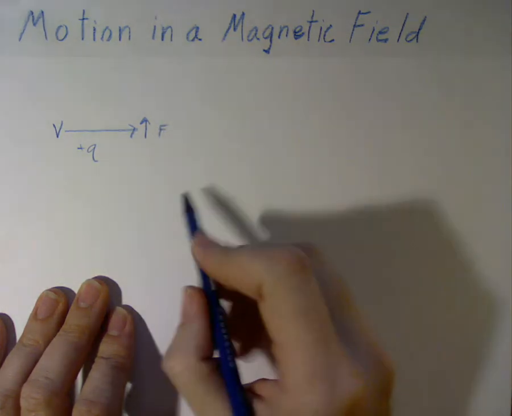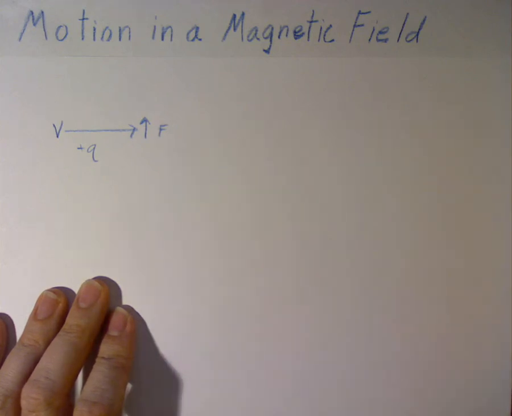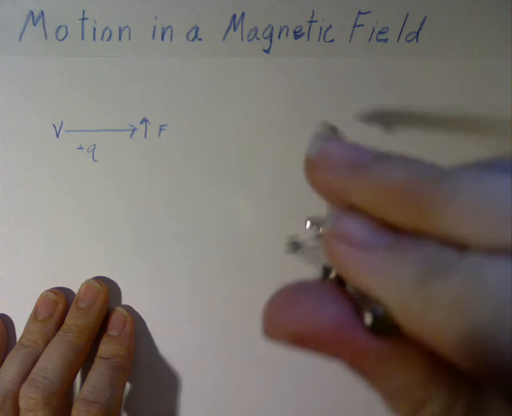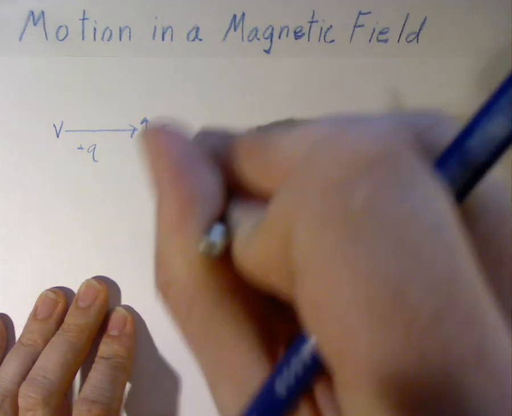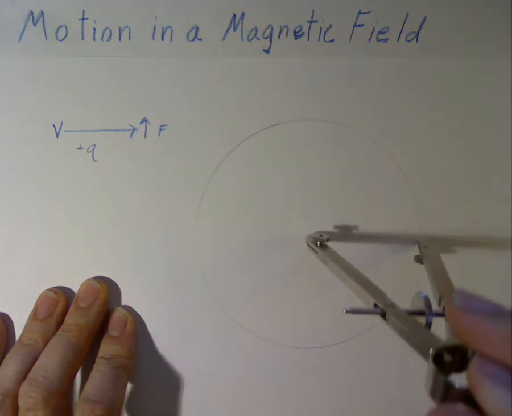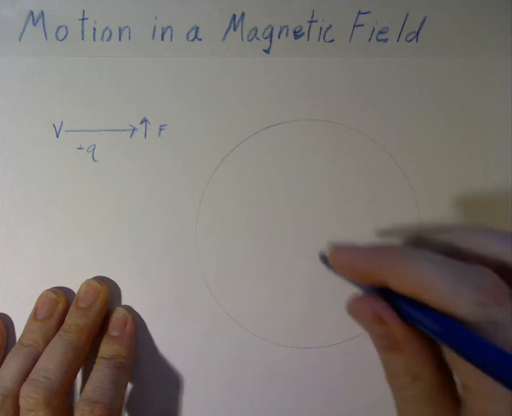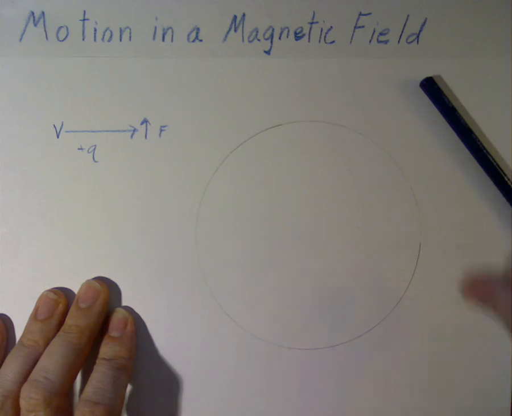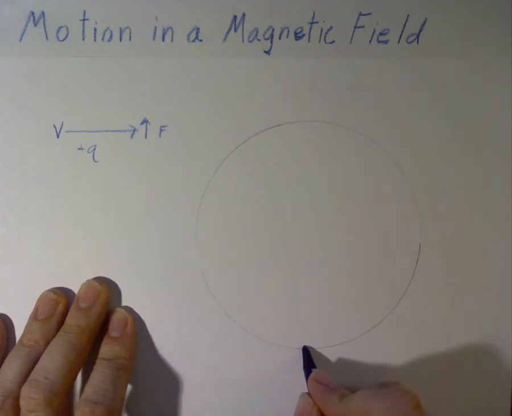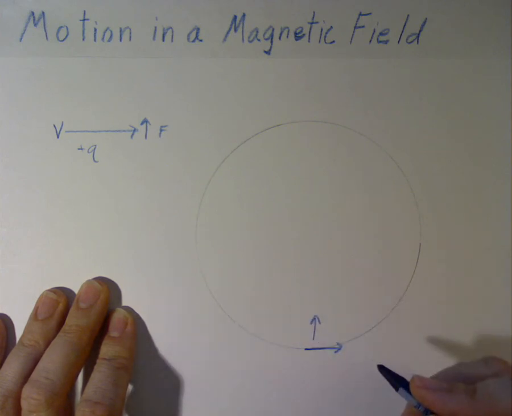This results in, basically, we get a circle. I'll draw it right here. So here we have a magnetic field going down into the page, downward. We have a particle moving this way with a force acting on it inward.